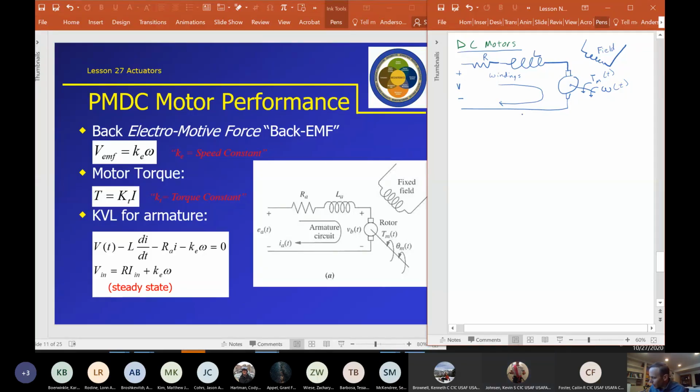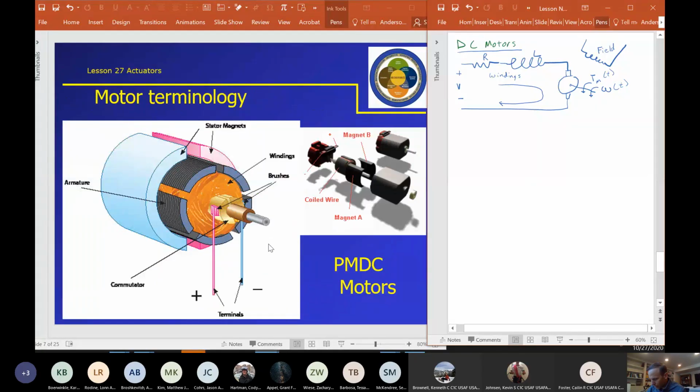All right, we want to dig into these DC motors a little bit more and learn about how they work, and the mathematics behind it. I want to back up and look at the slide, the diagram of the DC motor.